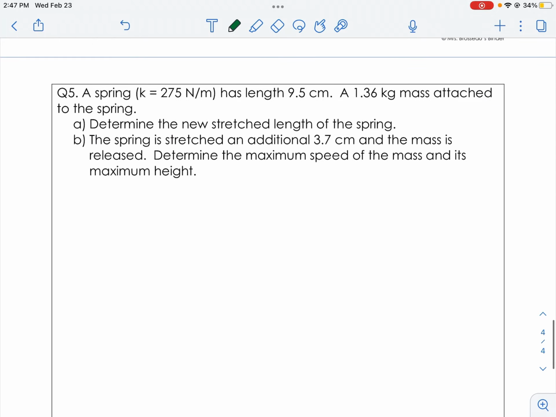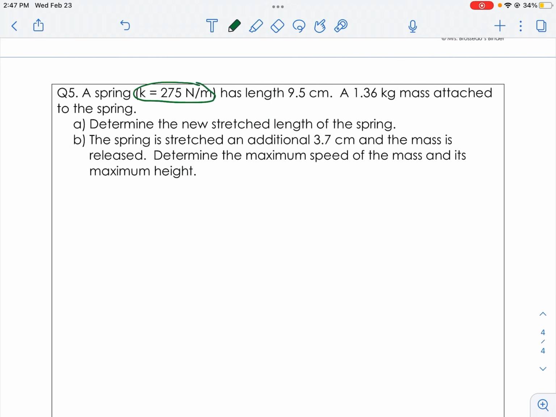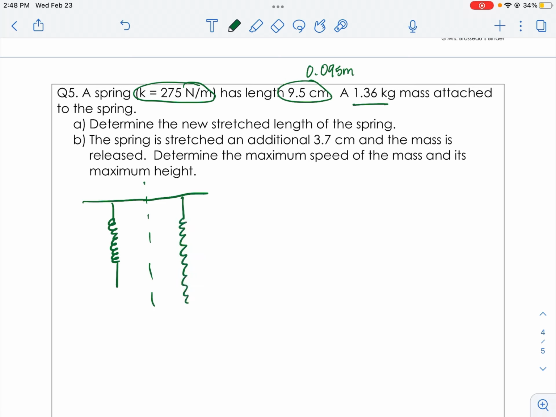And then finally, we have reached question 5, which says a spring with a constant of 275 newtons per meter has a length of 9.5 centimeters. That's 0.095 meters. A 1.36 kilogram mass is attached to the spring. Determine the new stretched length of the spring. So this is the picture we're going with. Spring, okay, and then so that's situation equilibrium, and then we have the spring more stretched out with a mass on the end.